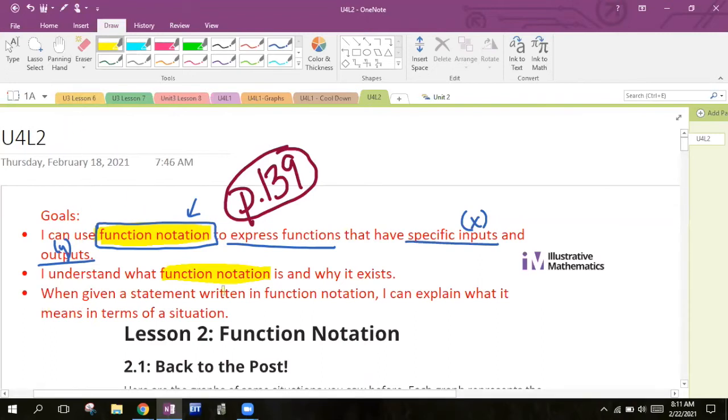All right, we're going to understand function notation, what it is, and why we use it. And when we're given a statement written in function notation, we can explain what it means in terms of the situation. Now, at the end of this lesson, we will be doing a cool down on Edgelastic where you will be required to answer questions about what we're doing. So don't just passively listen to what we're doing. Really think about what you're learning, okay? Because this is a huge concept that carries over into Algebra 2 and 3, which you definitely have to take Algebra 2.